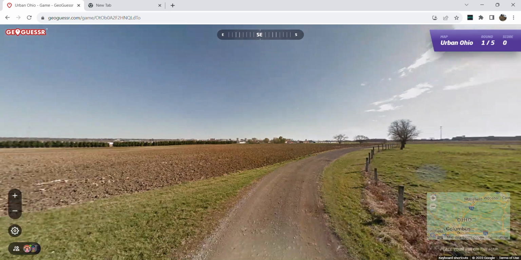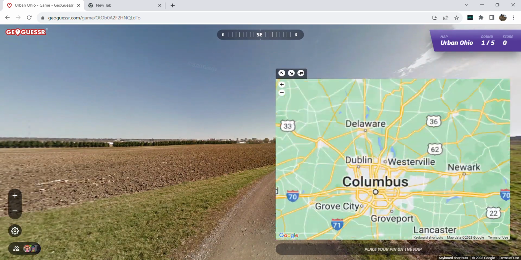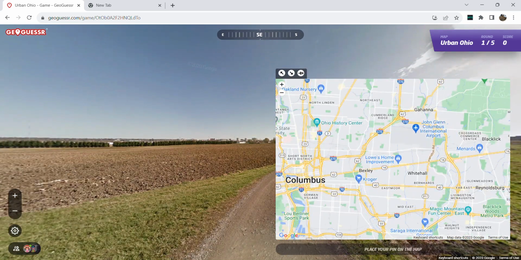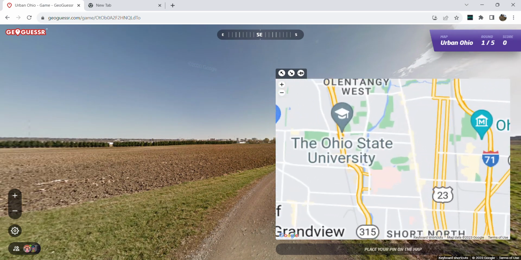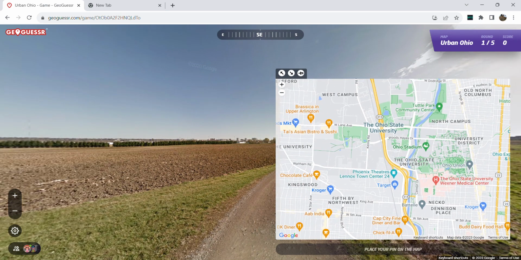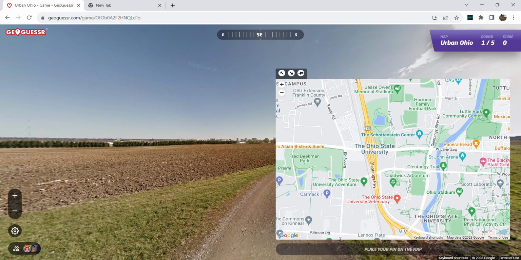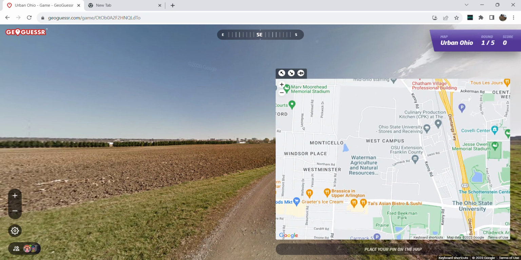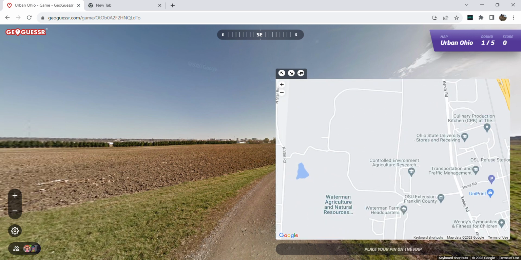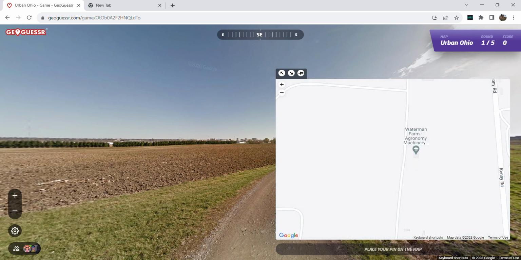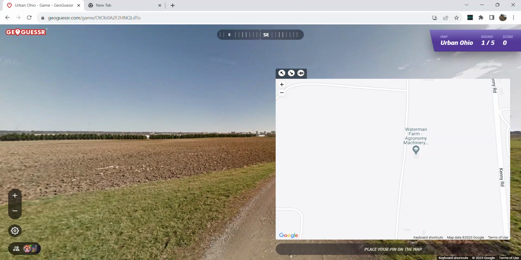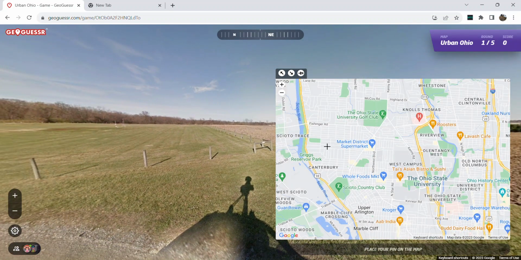I can't tell if that's the Schottenstein Center or what, but we're on a farm and we're in the middle of an Ohio city, so it's kind of interesting. We're looking at Ohio Stadium to the southeast. So this is going to be over on West Campus. And I think we're going to be on one of these roads here.